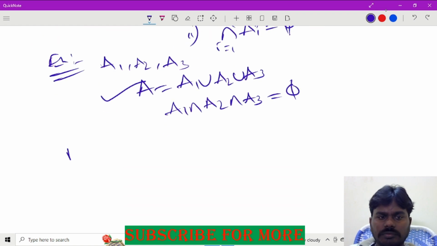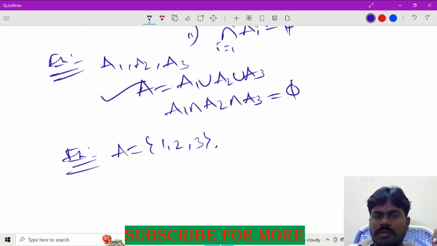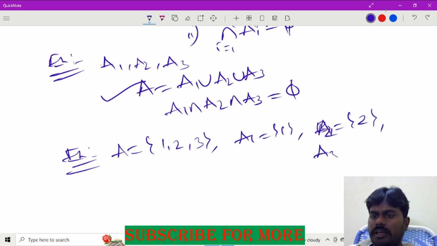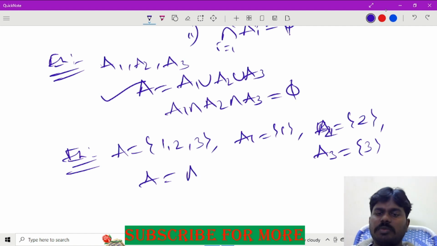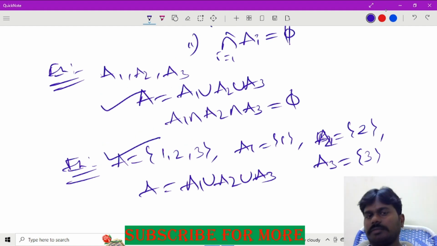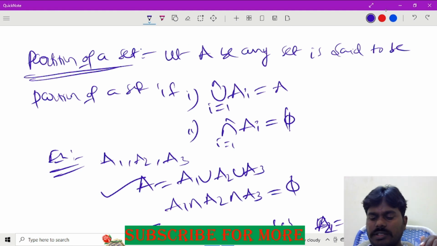Then suppose I am taking set A is equal to {1, 2, 3}. Suppose now I am taking A1 is equal to the singleton set {1}, A2 is equal to {2}, and A3 is equal to {3}. Here, how we can get A: by taking the union of all the three sets, and it is very clear that A1, A2, A3 are disjoint sets. There is no common element at all in these three sets. So here A is the partition of the set. Okay, so this is the partition of a set.